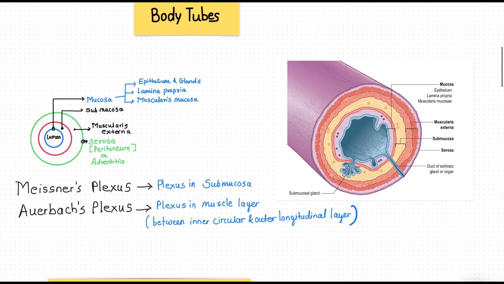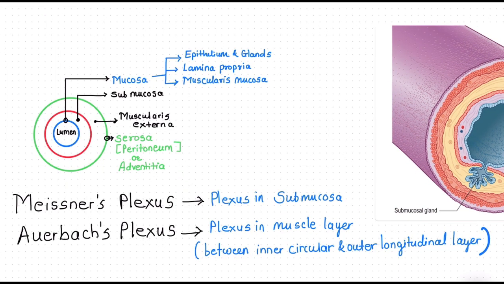So what are body tubes? Body tubes are basically esophagus, alimentary canal, which includes esophagus, stomach, intestine, and then also renal system and respiratory system. All these are considered as body tubes. So first see what is the basic structure of body tube, the layers which form body tube.